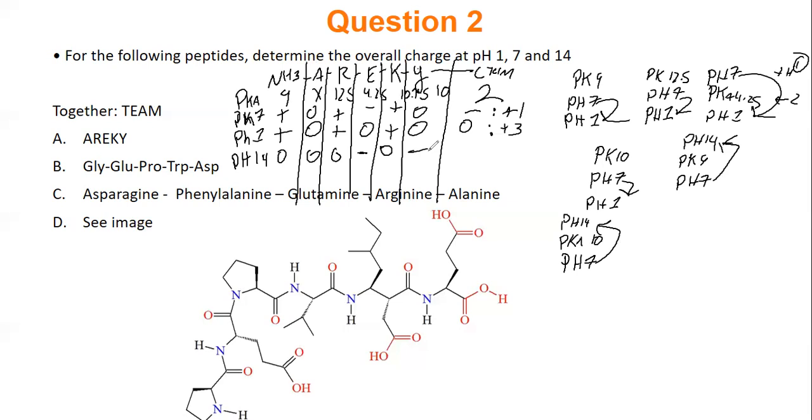The C terminus is negative at 7, so if you're negative at 7, you stay negative at 14. Overall, the charge of ARCY at a pH of 14 is -3. So that's your answer. At 7, it's +1. At 1, it's +3. And at 14, it is -3. Any questions about how ARCY goes, or any questions about this at all?